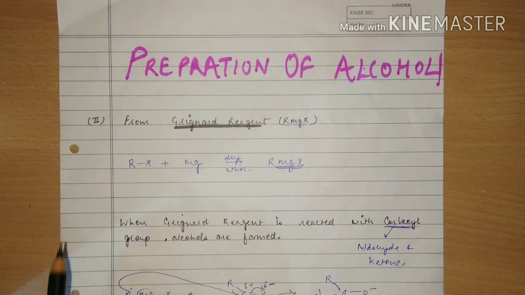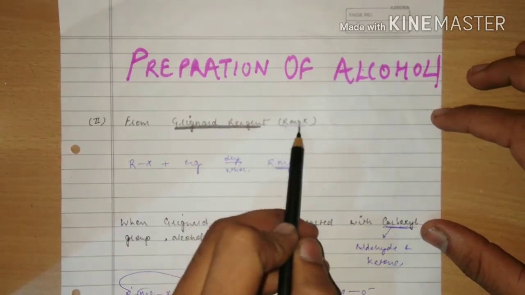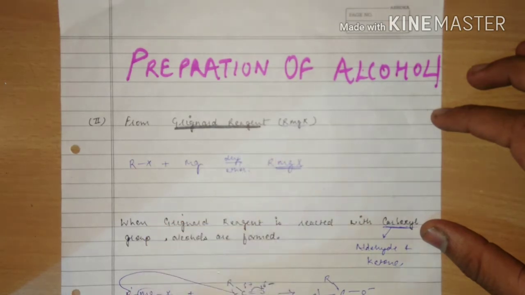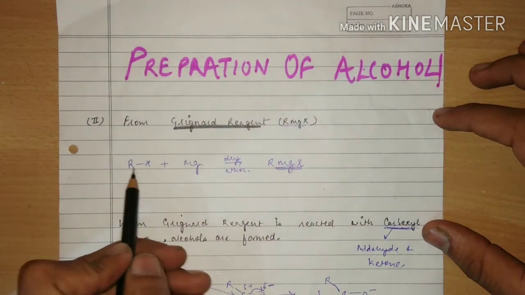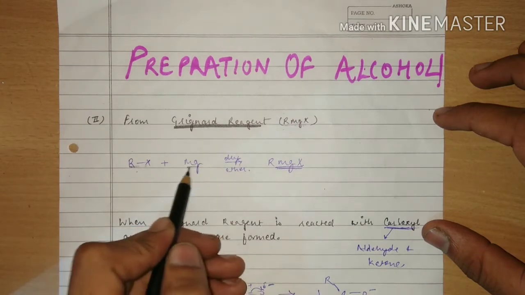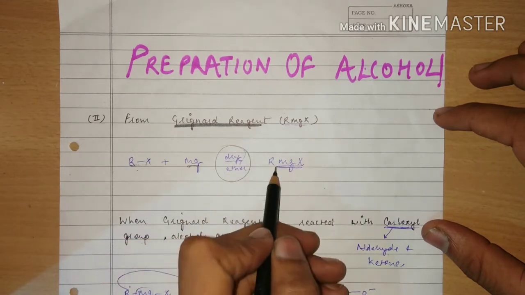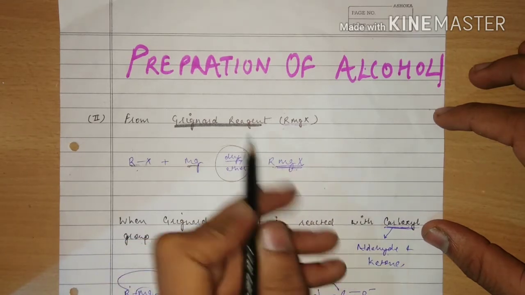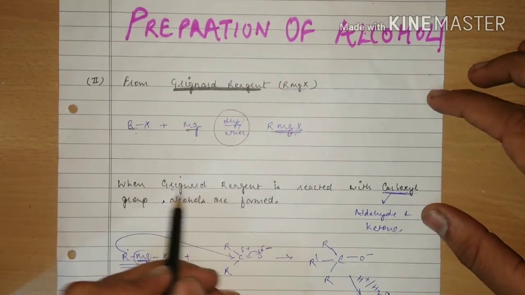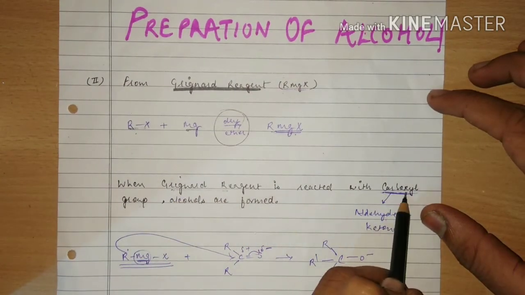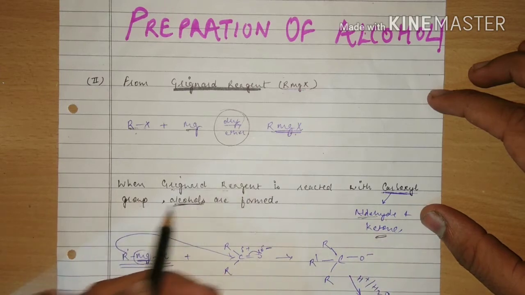Second comes the preparation of alcohols from Grignard reagent. Grignard reagent is RMgX. How is it formed? Grignard reagent is formed by reacting any alkyl halide with a metal, let's take Mg, in the presence of dry ether. So we get RMgX. This is Grignard reagent. When we react this Grignard reagent with a carbonyl group, that is an aldehyde or ketone, we get alcohols.